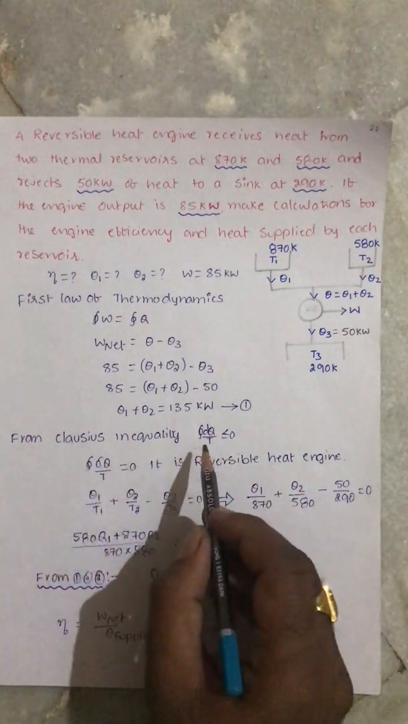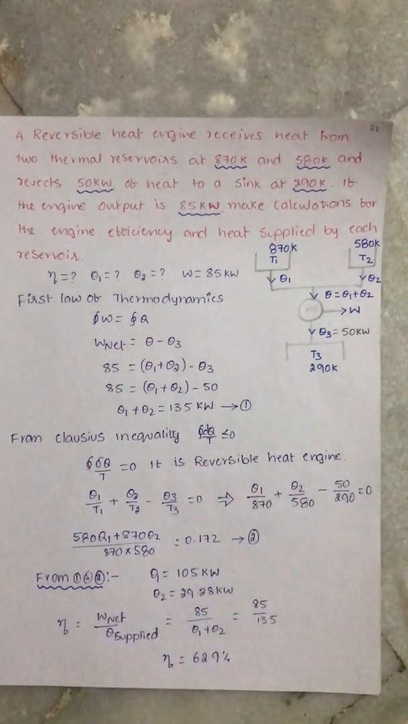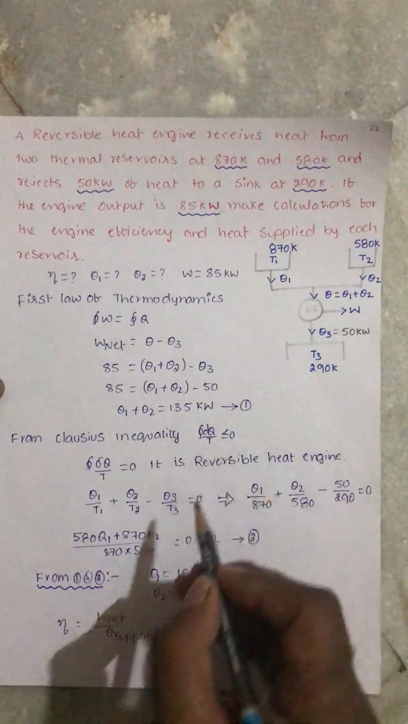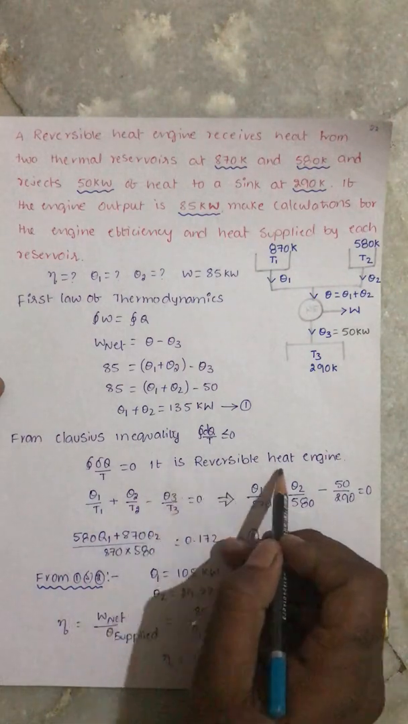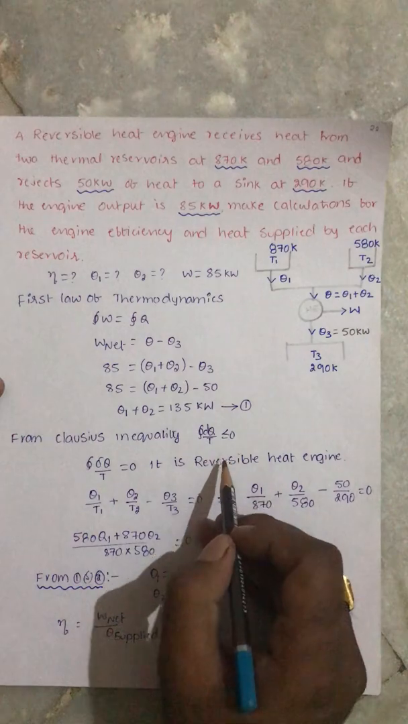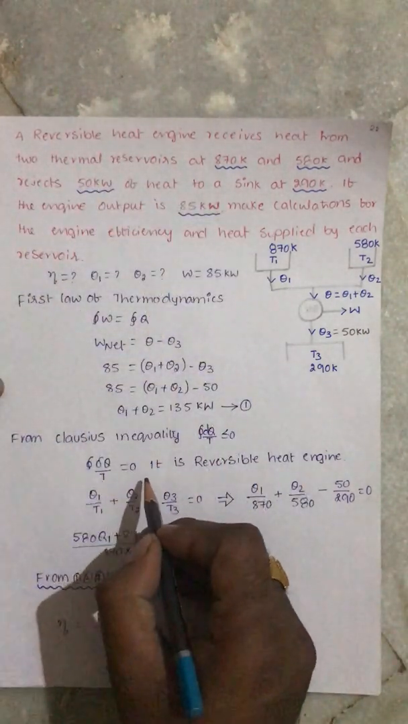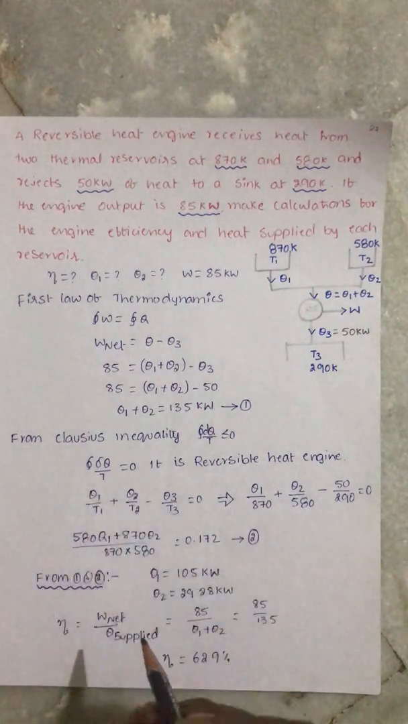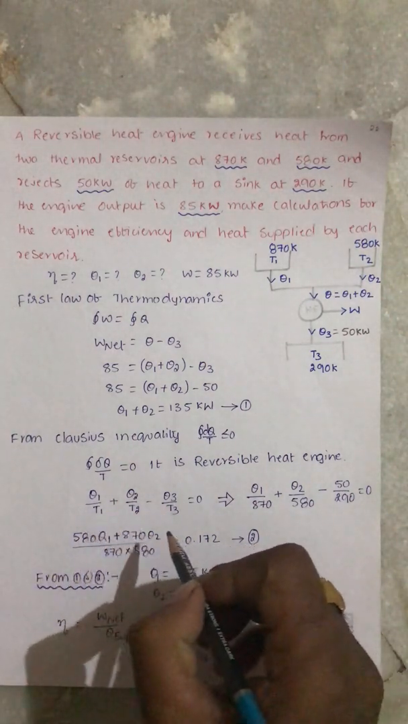From Clausius inequality, the cyclic integral of delta Q by T is less than or equal to 0. Since it is a reversible heat engine, the equal sign applies. So for a reversible heat engine, the cyclic integral of delta Q by T equals 0. Delta Q by T means heat interactions with respect to the corresponding temperatures, and the sum of all of them must be equal to 0.